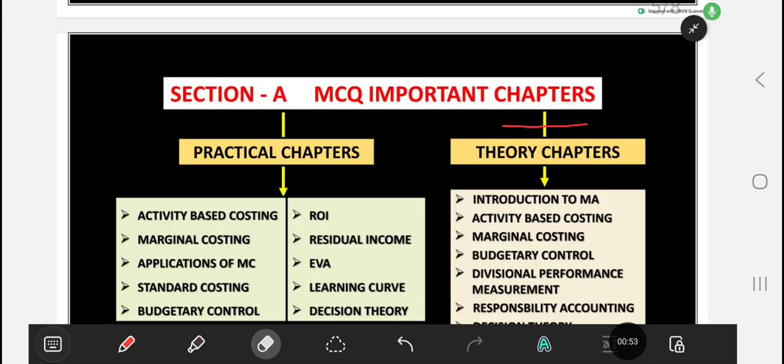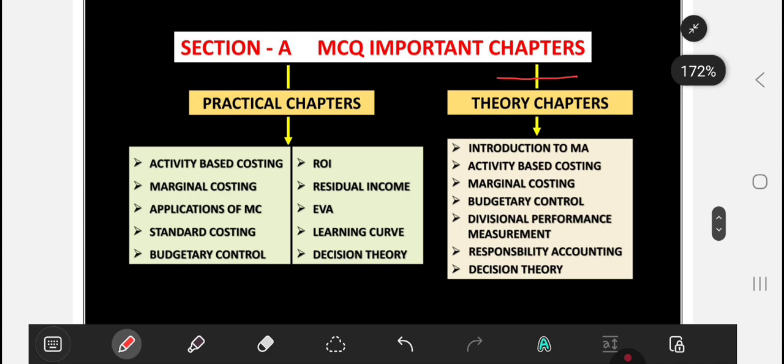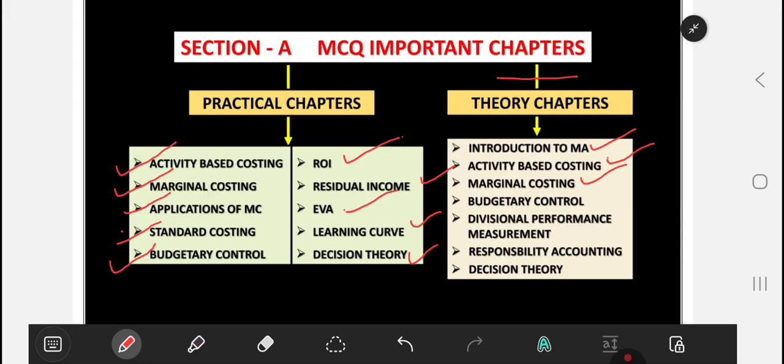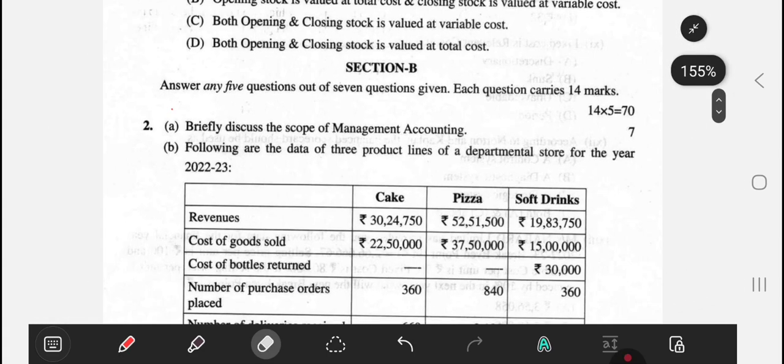Now for the MCQ, the important practical chapters are activity based costing, marginal costing, application of marginal costing, standard costing and budgetary control. ROI, residual income, economic value added, learning curve and decision theory. And for theory: introduction to management accounting, activity based costing, marginal costing, budgetary control, divisional performance, responsibility accounting and decision theory.